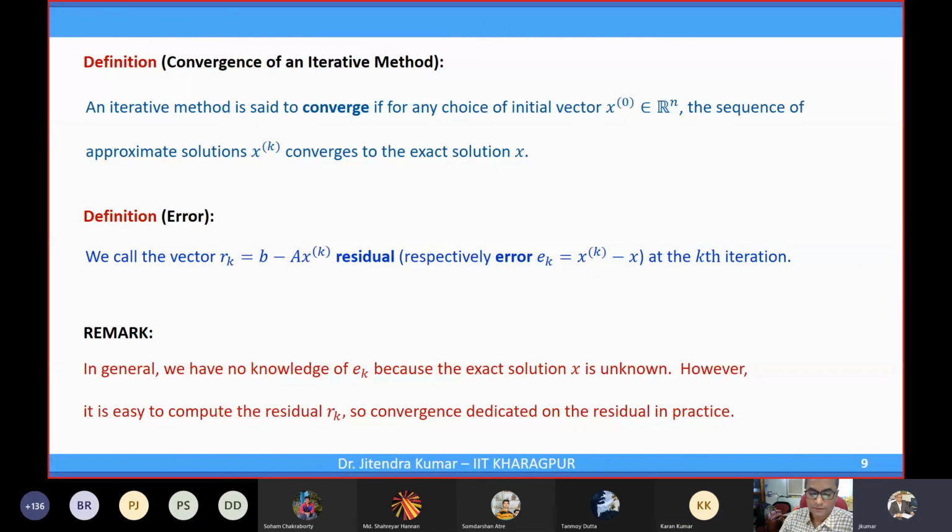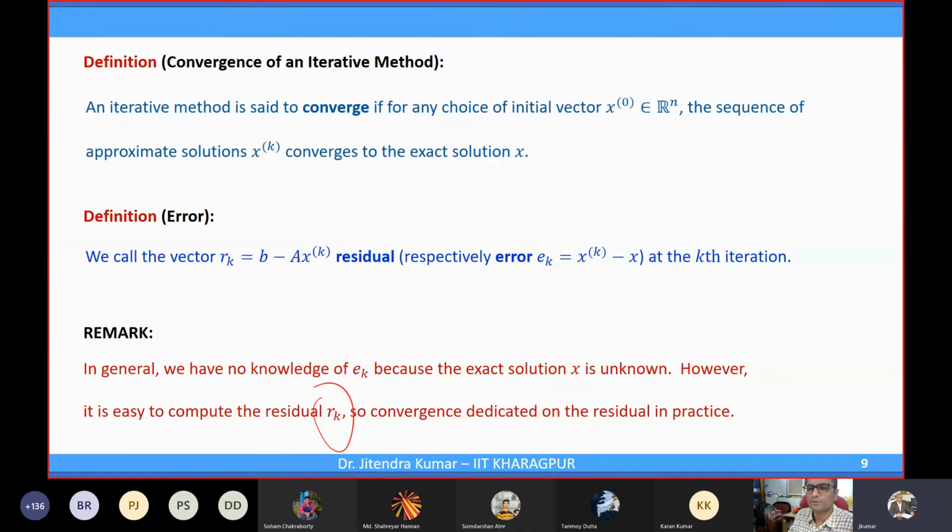So in general, we have no knowledge about e^k. e^k is the error, because we don't know x. So how can we get e^k? Because the exact solution is unknown. However, it is easy to compute r^k. So the convergence check is based on the residual in practice. When you solve the problem, we usually check how large this r^k is. Once this r^k is small, you can stop and say this is our solution.